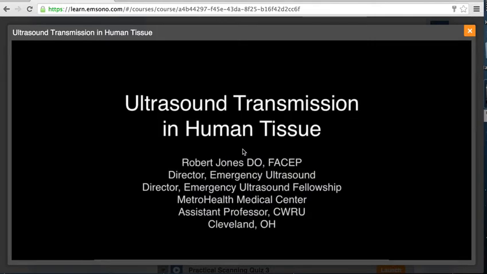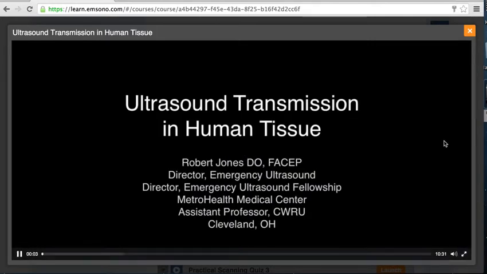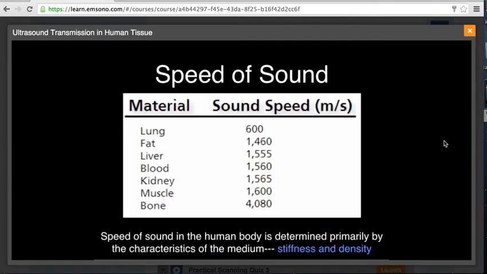I'm Dr. Robert Jones, and in this lecture we're going to go through ultrasound transmission in human tissue. Now, speed of sound in the human body is going to be determined primarily by the characteristics of the medium, particularly the stiffness and the density.